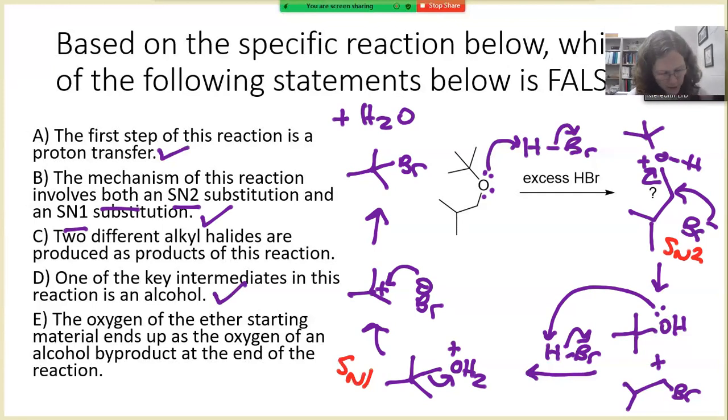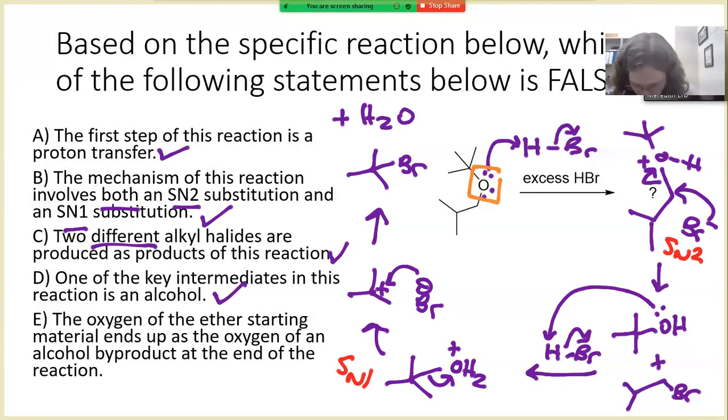Next, let's take a look at answer choice C. Answer choice C says we're going to make two different alkyl halides, and that is correct. We make a tertiary alkyl halide and a primary alkyl halide. So we've narrowed our choices down, and the only answer left is E. The oxygen of the ether starting material, and I'm going to highlight it up here in orange, is going to end up as the oxygen of an alcohol byproduct at the end of the reaction.